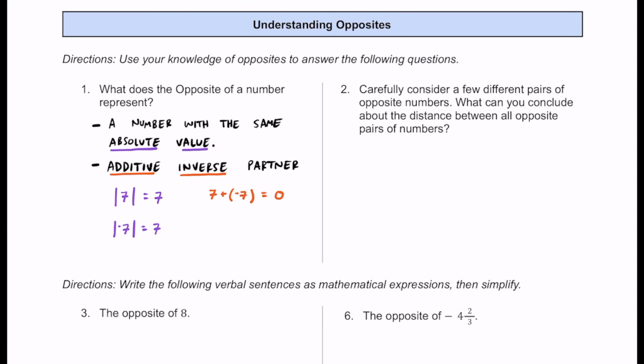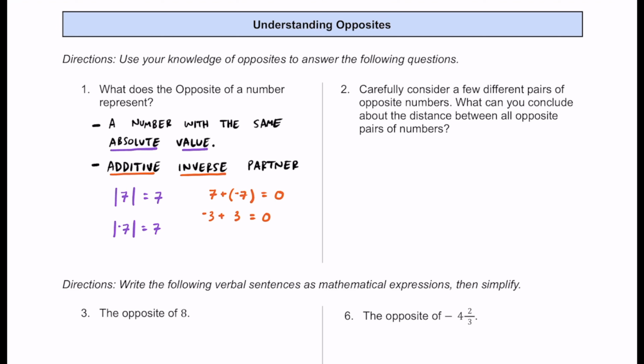If you have a negative number first, like -3, and you add a +3, that's its additive inverse partner, those are opposites, then -3 plus +3 also equals 0. So hopefully using these two examples, you know what opposites represent a little bit better.